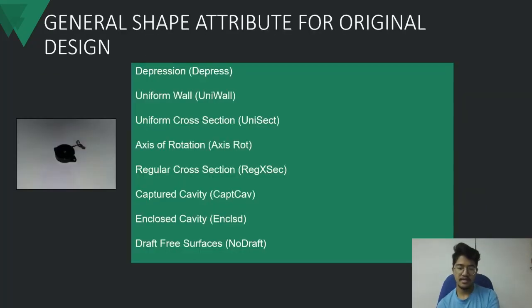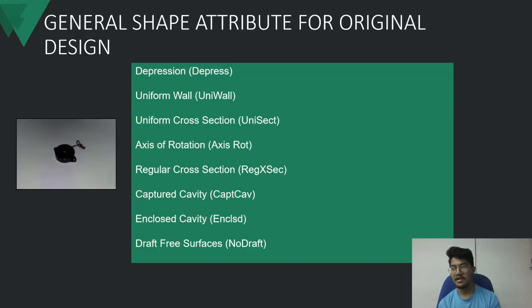So here are the general shape attributes for the original design. Firstly, we have depression, uniform wall, uniform cross-section, axial rotation, regular cross-section, captured cavity, enclosed cavity, and draft-free surfaces. So for depression, it means there are recessive surfaces on the part, meaning there is a lower level compared to a uniform level. And there are two categories. One is for one direction, and the second category is two direction.